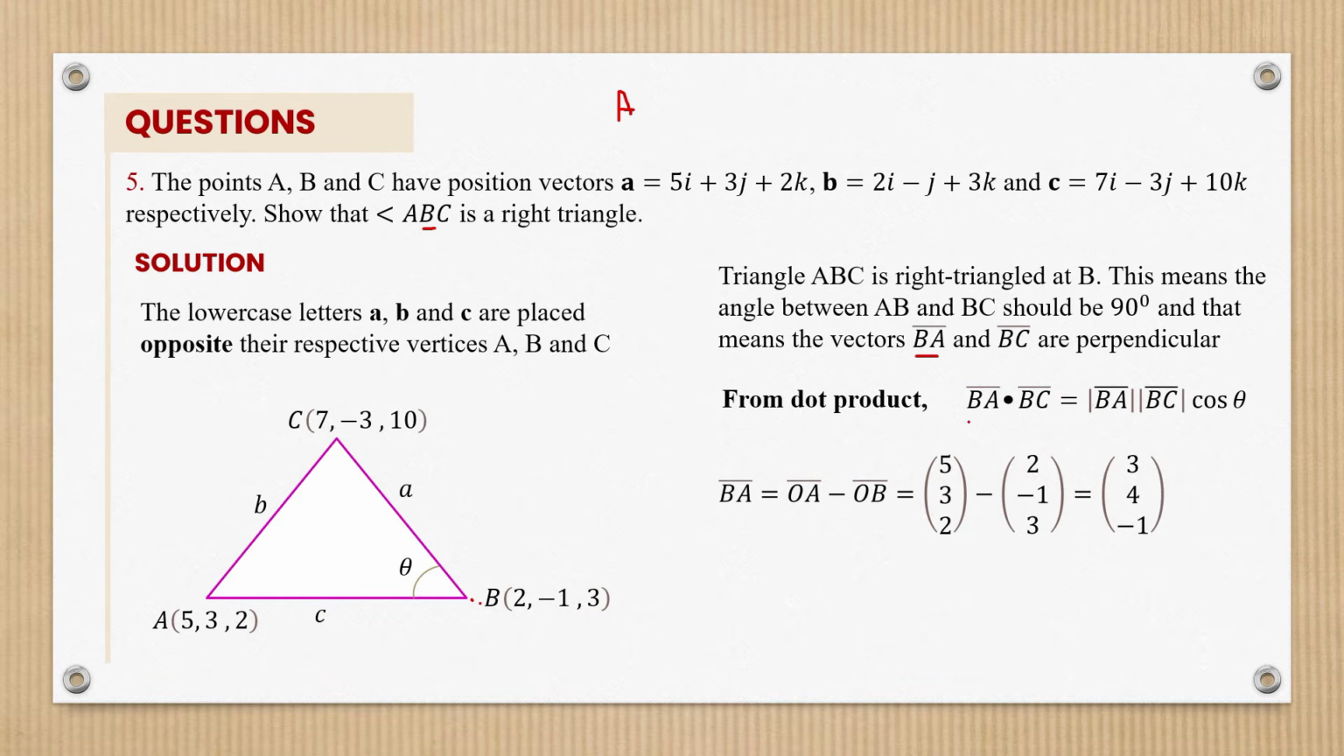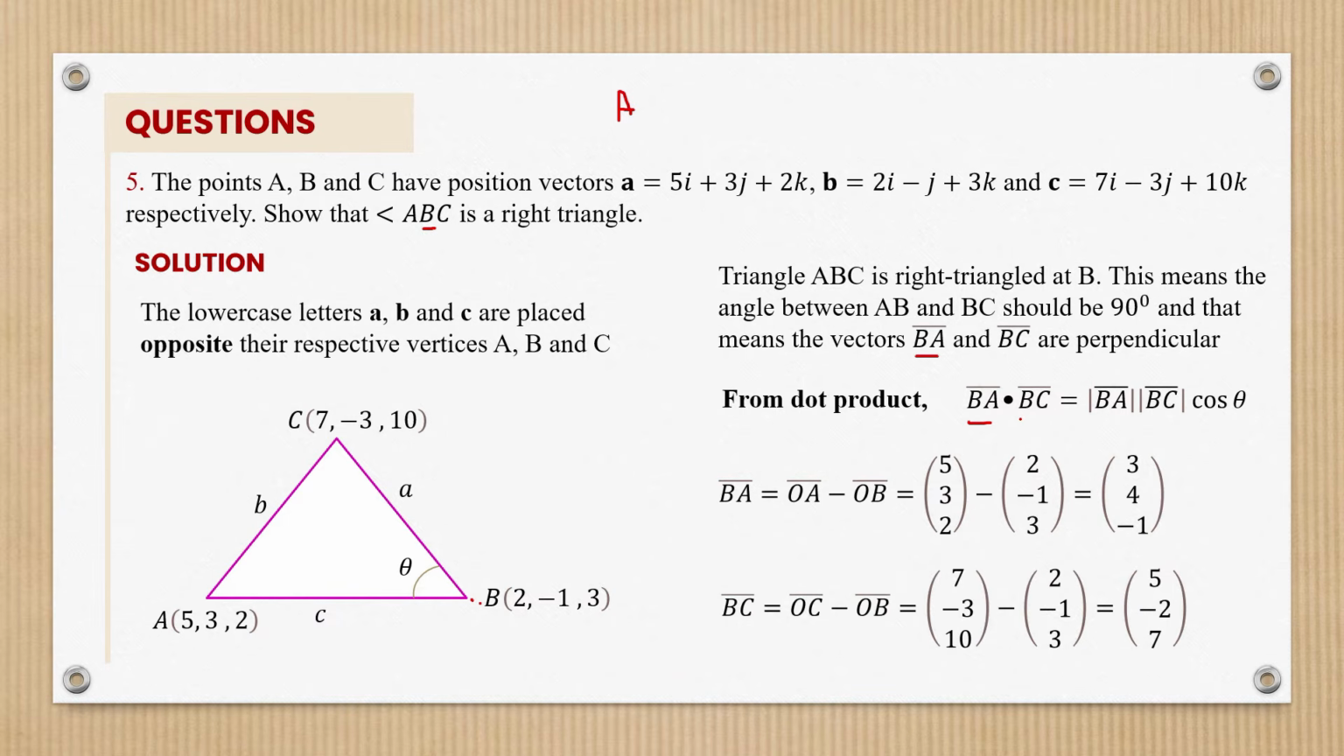Now to find BA, we're going to find BA from OA minus OB. So we actually know what small a is. Remember that small a is basically the same as OA. So that's going to be 5, 3, 2 minus OB, which shall be equal to 2, negative 1, 3. And this shall be the answer.